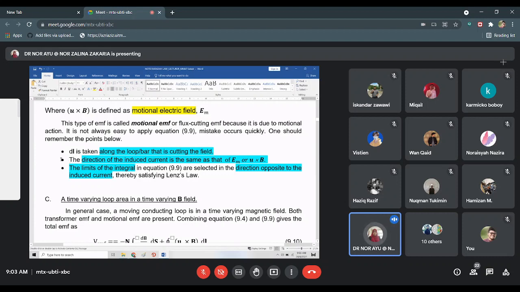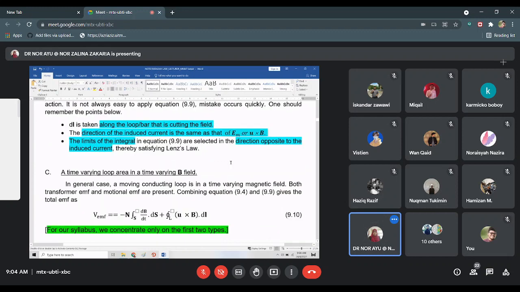The second point is that the direction of the induced current is the same as this cross product. We have this cross product, and the final answer for it will have a direction. The direction of dl should be the same as the direction of your cross product. The third is the limit of the integral, the limit that you need to include inside your integration afterwards. This limit will be selected in the direction opposite to the induced current. So if, let's say, U cross B has the direction a_x, the direction of the limit will be negative a_x. You can look at this afterwards in the example.